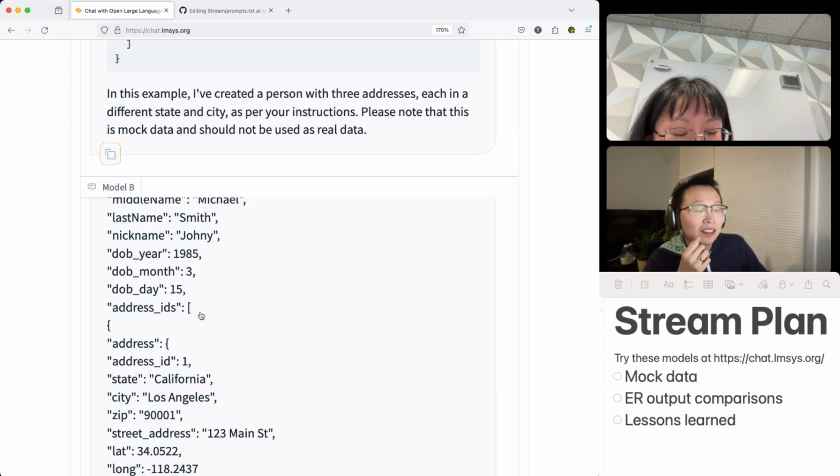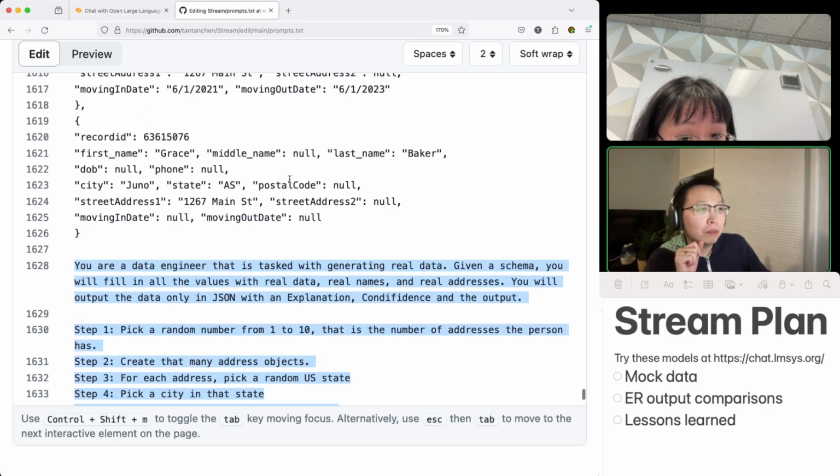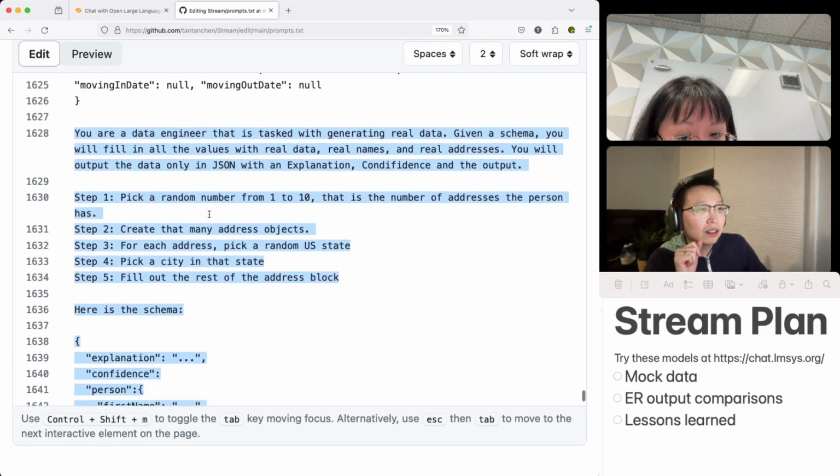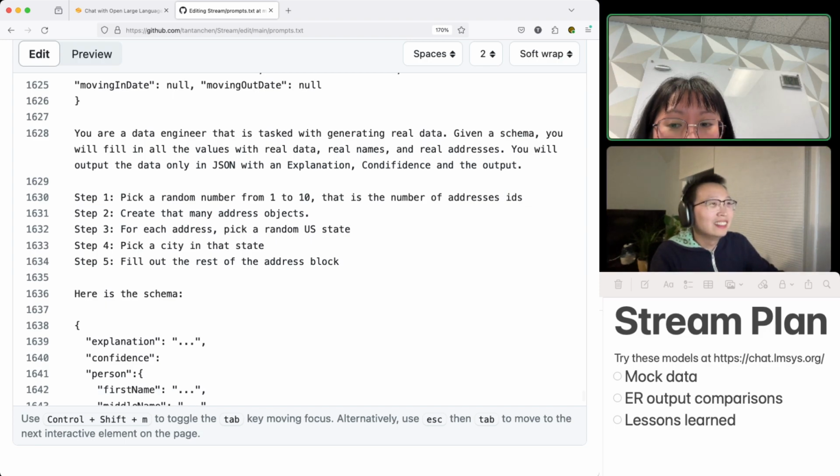I guess the prompting was off for that. We didn't actually prompt that. Hold on. This is the number of address IDs. Maybe you create the address objects separately. I don't know.